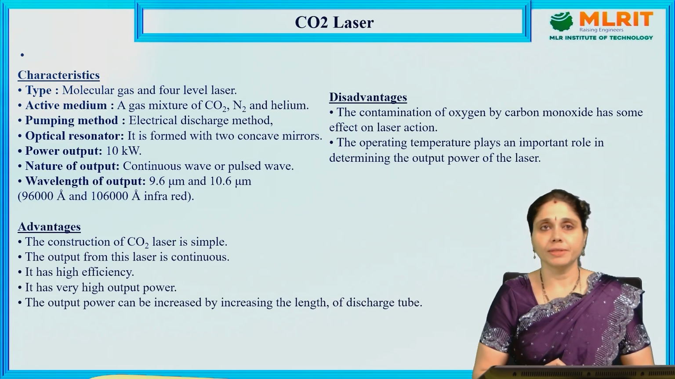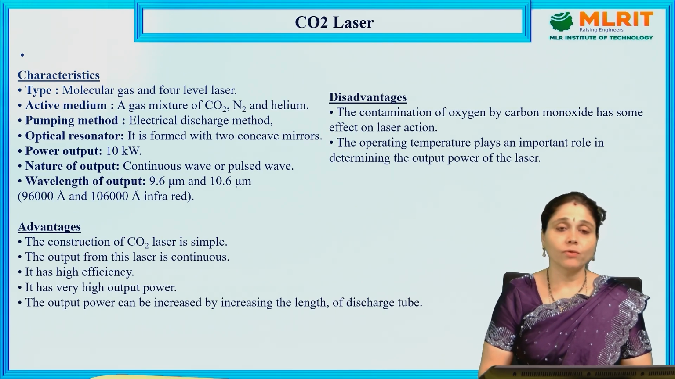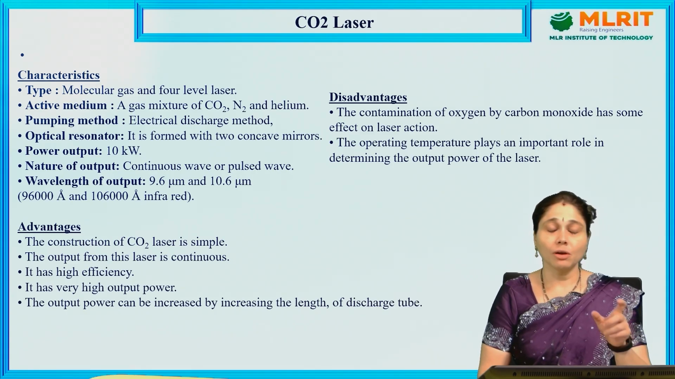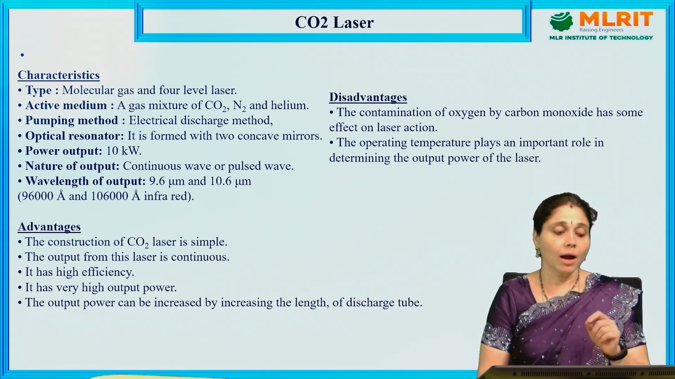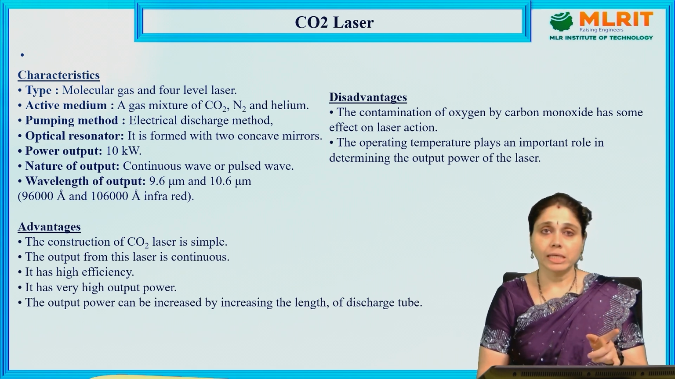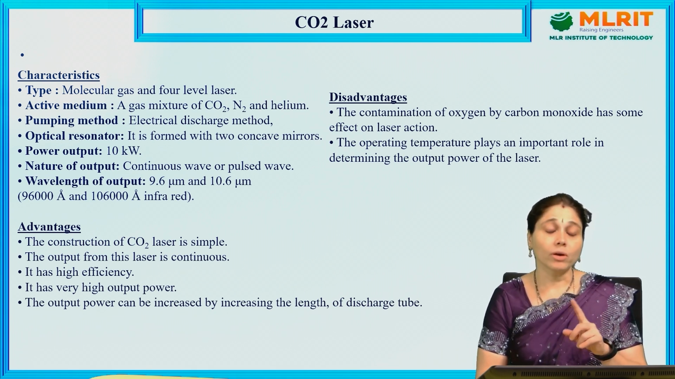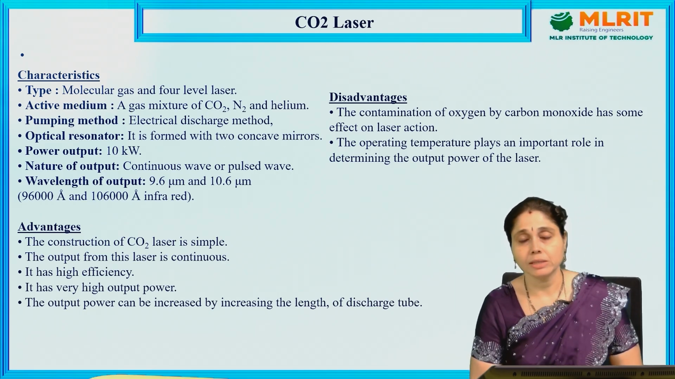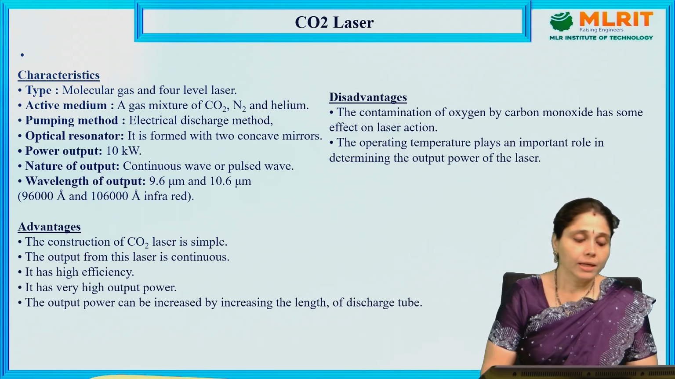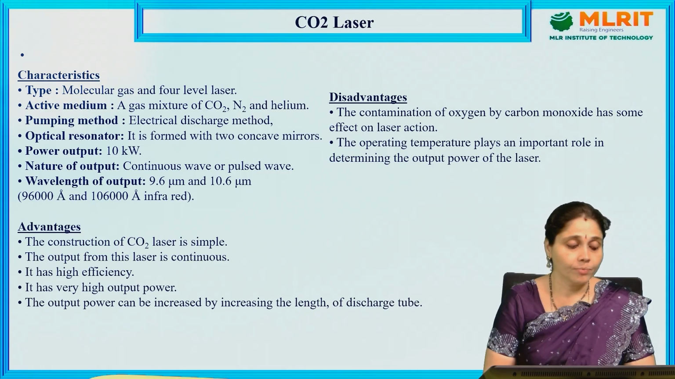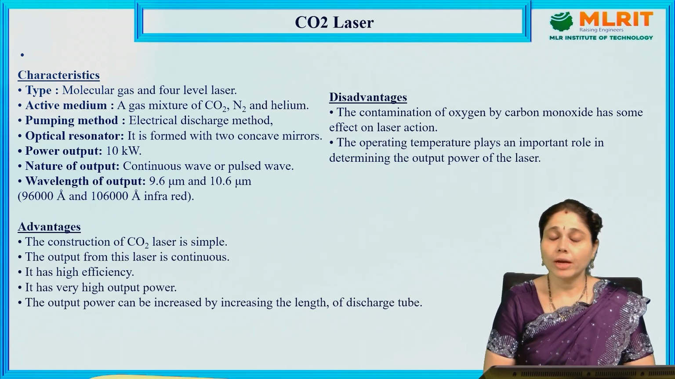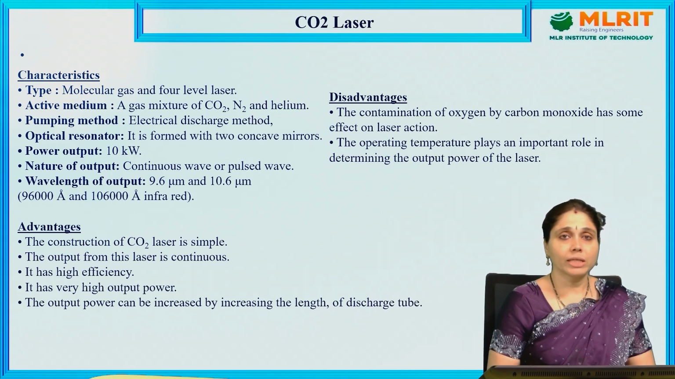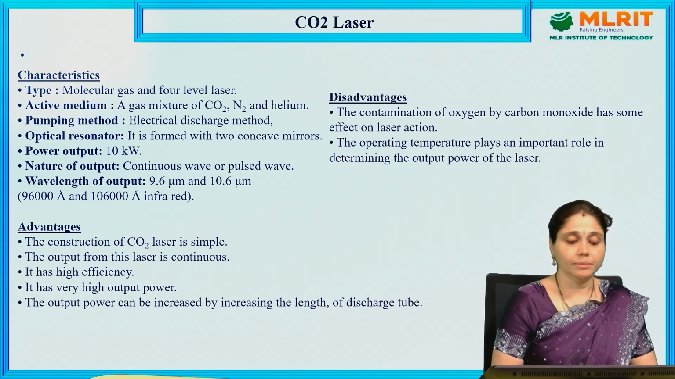So what are the characteristics of the CO2 laser? The type is molecular gas, a 4 level laser system. The active medium is a gas mixture of CO2, N2 and helium. The pumping method is the electric discharge method. The optical resonator is formed with 2 concave mirrors, so the active medium and 2 mirrors are called the optical resonating system. The power output is 10 kilowatts. The nature of output is continuous or pulsed wave; usually we take the continuous beam from the CO2 laser. The wavelengths of laser output are 9.6 micrometers and 10.6 micrometers.